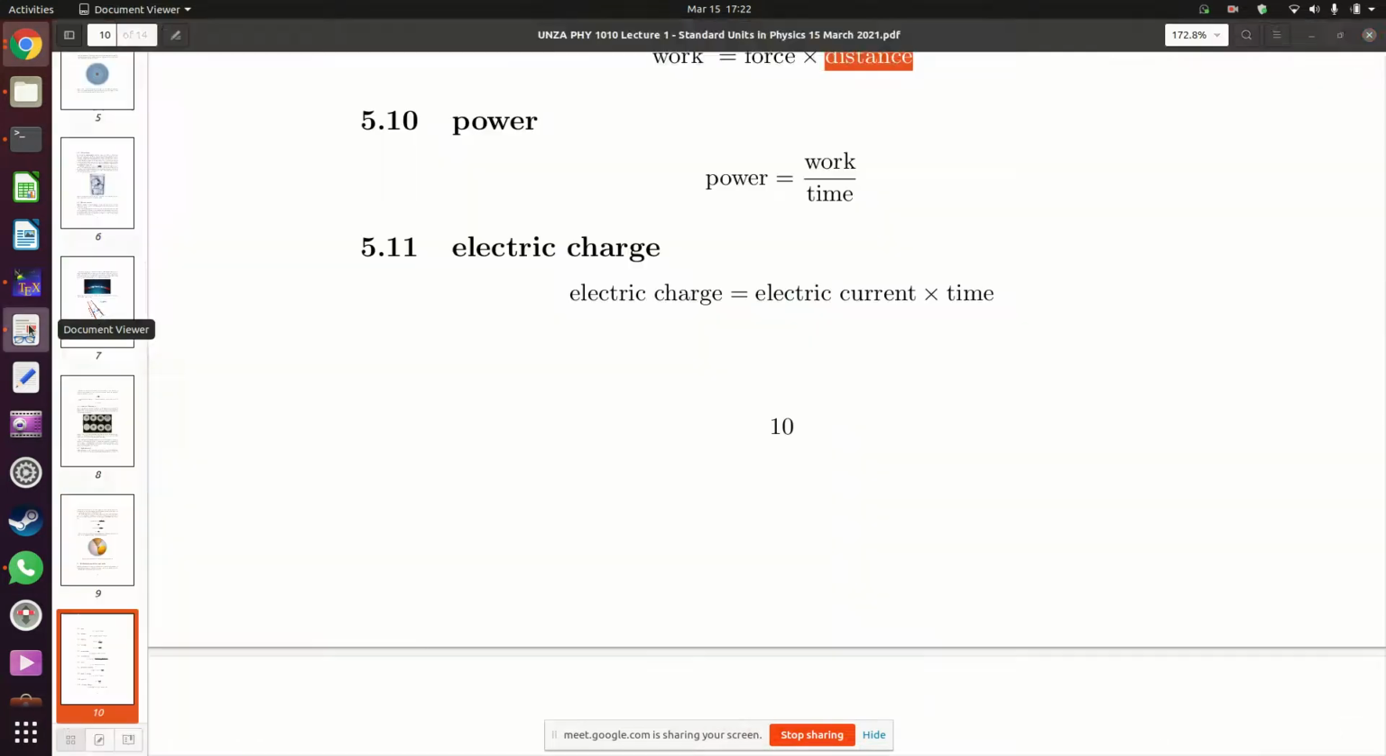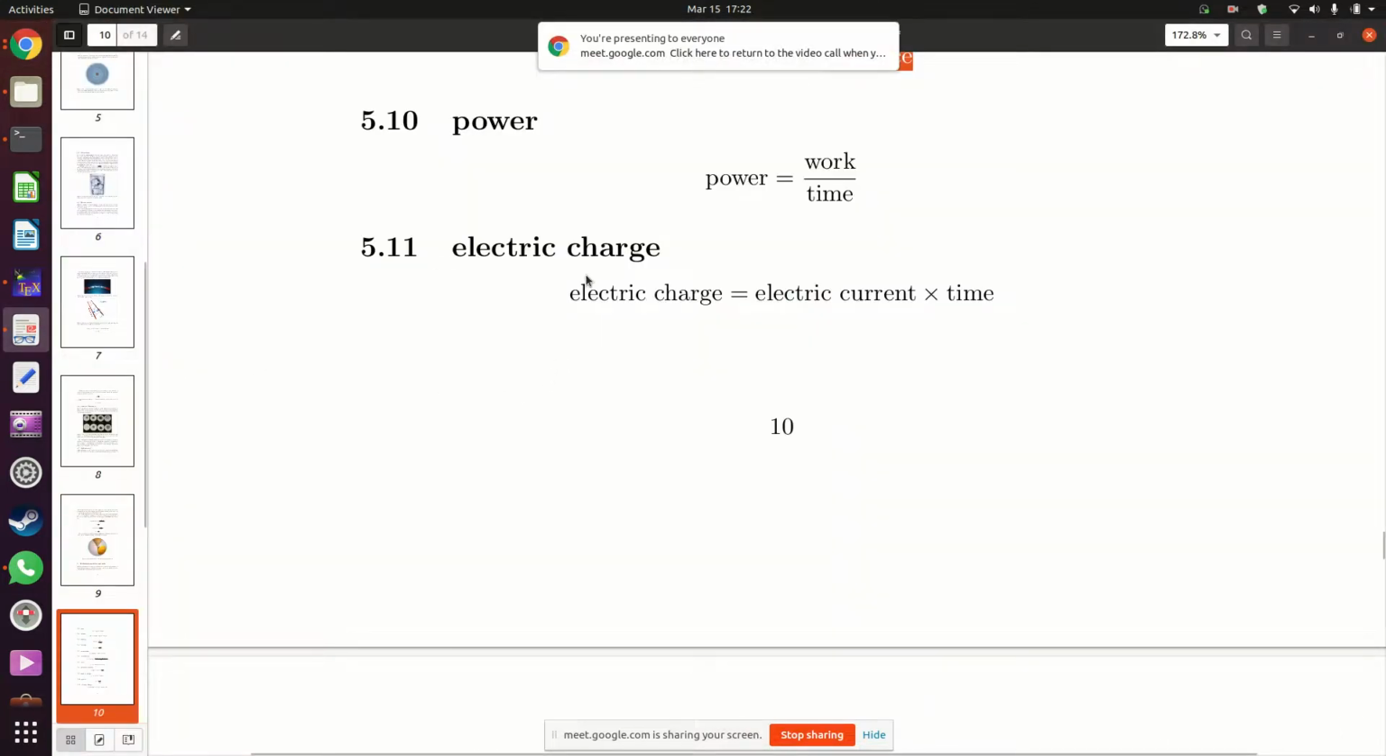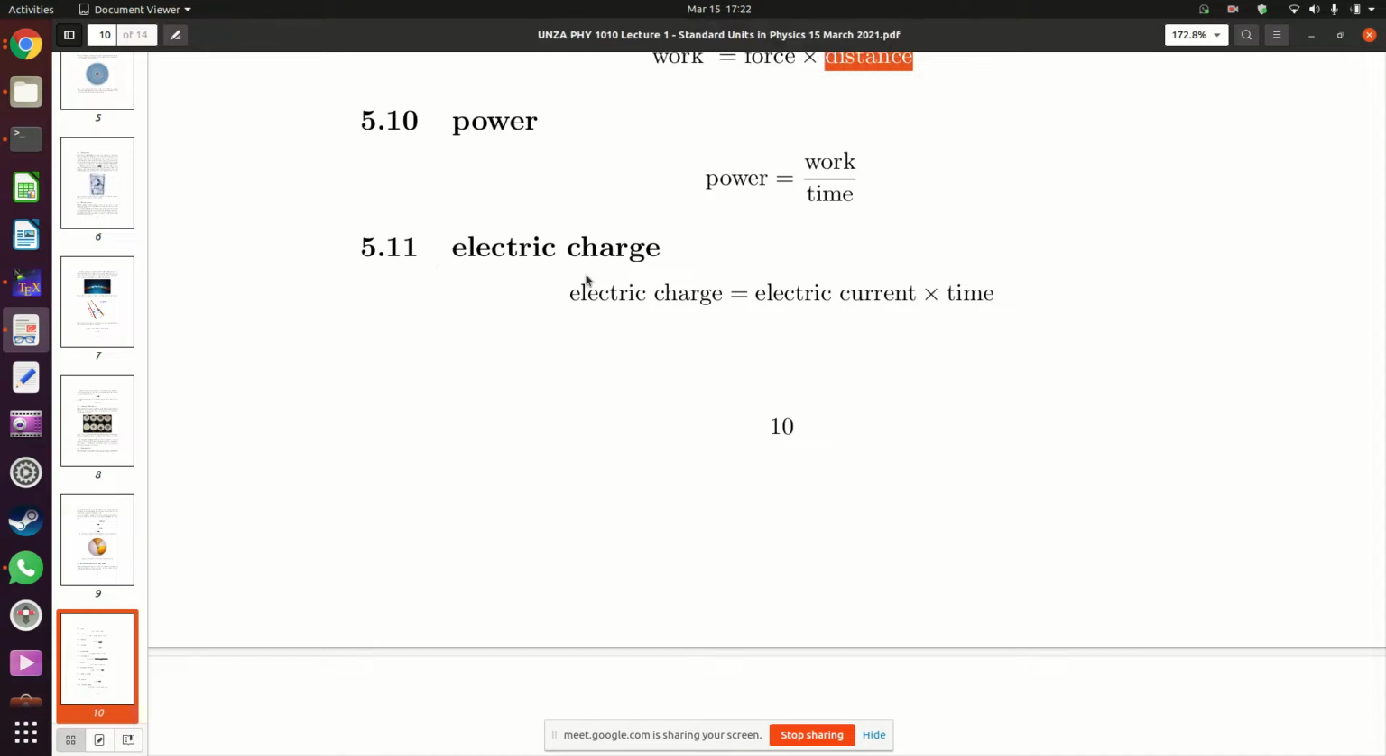Okay. So electric charge. How do you obtain electric charge? Well, you obtain electric charge by multiplying the electric current times the time. So if you want to charge your phone, you need two things. You need electric current to be present, and you also need time to charge your phone. If there's no time, but you've got electric current, you can't charge your phone.